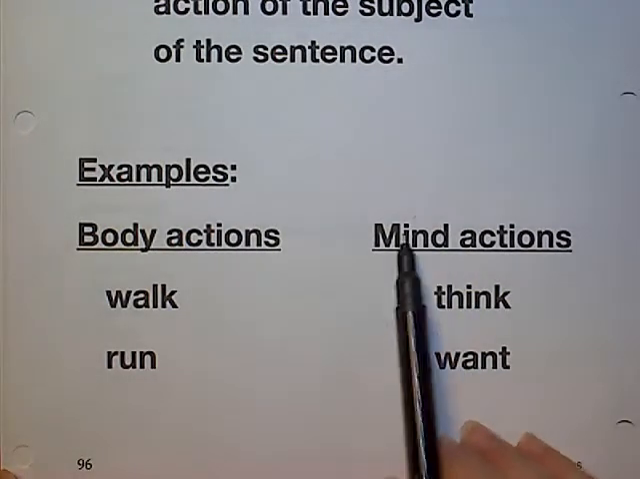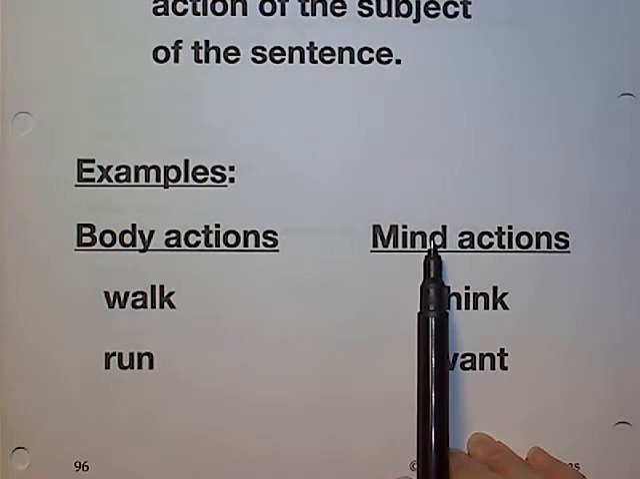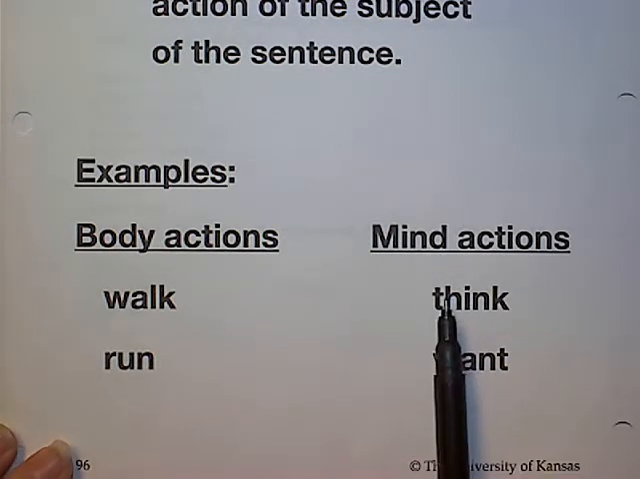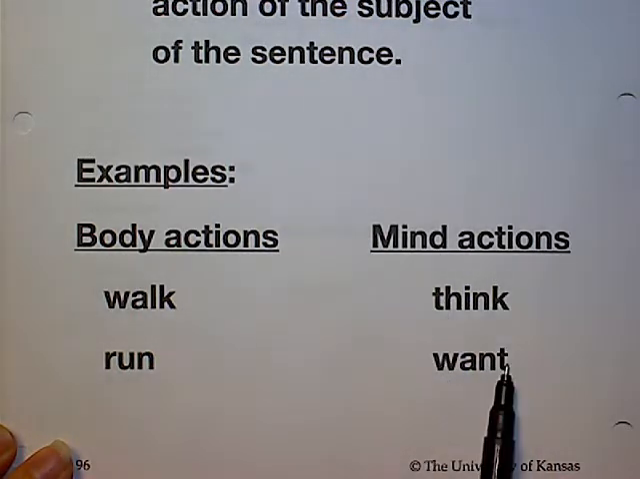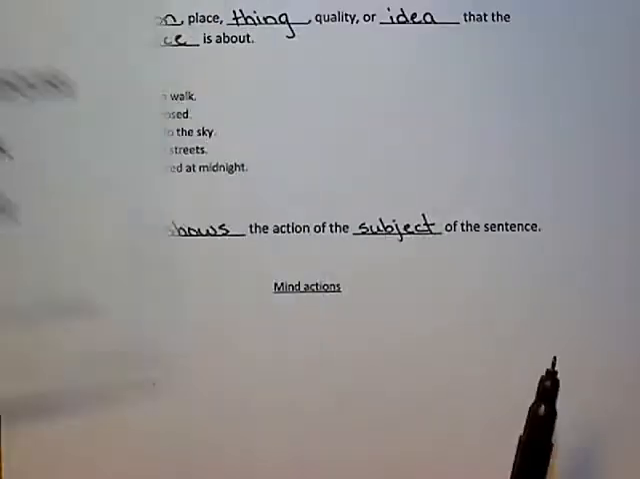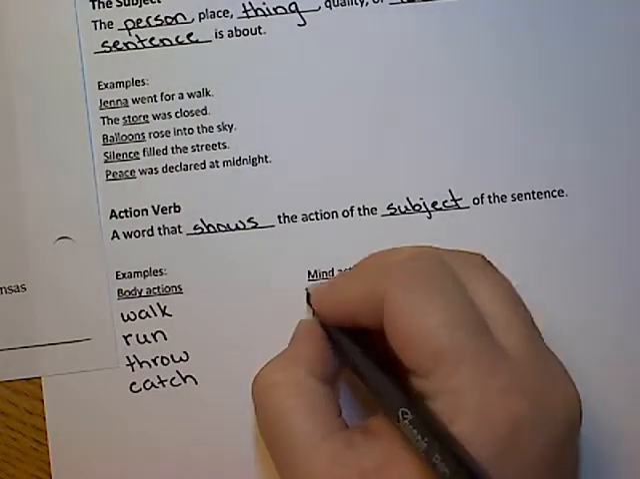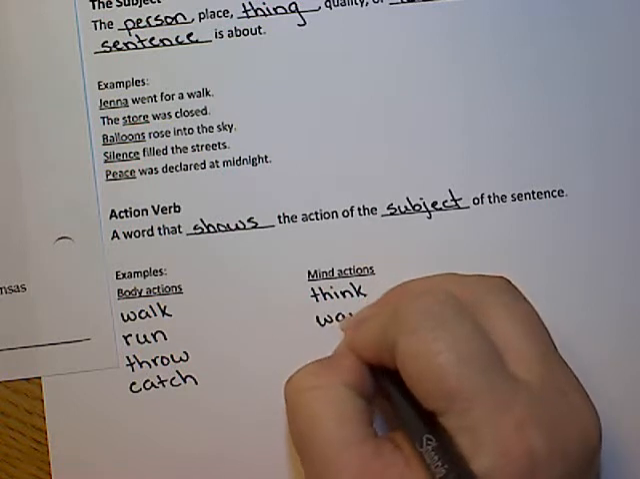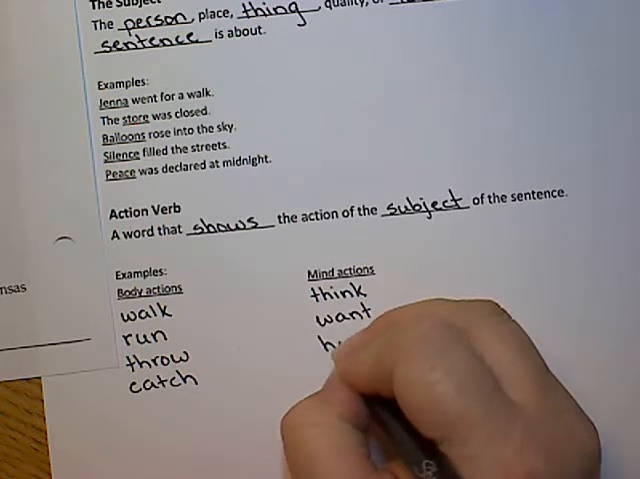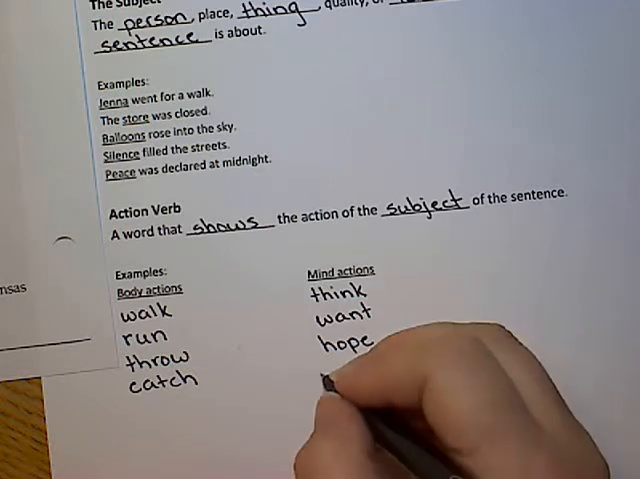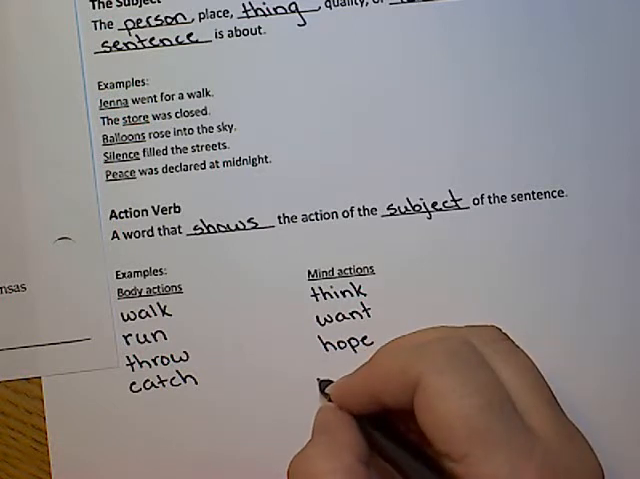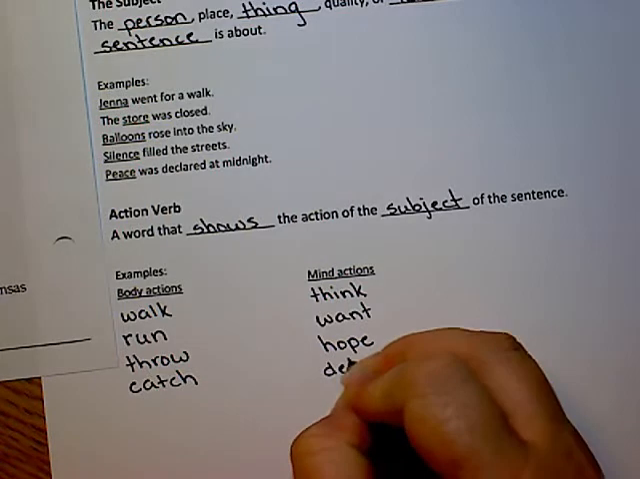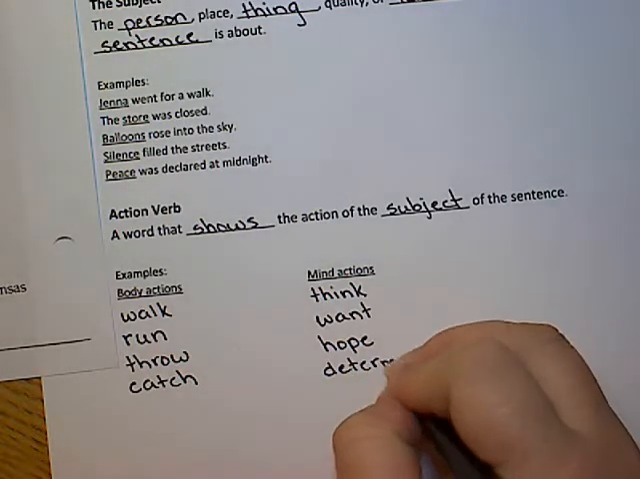Now let's go back to the other type of action. It's called a mind action. You know it's happening, but you can't see it because it's up in the brain. So it's something like think or want or hope. Let's write some mind actions down. Think, want, hope, determined, if you want to go a larger word.